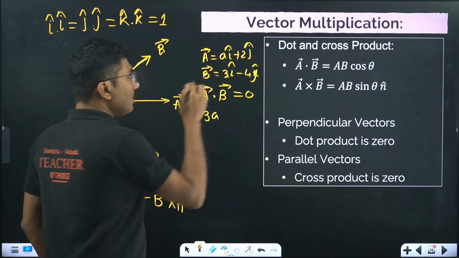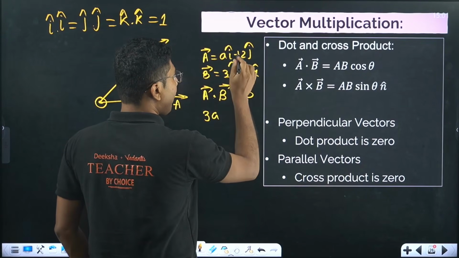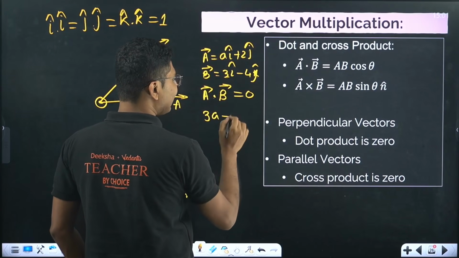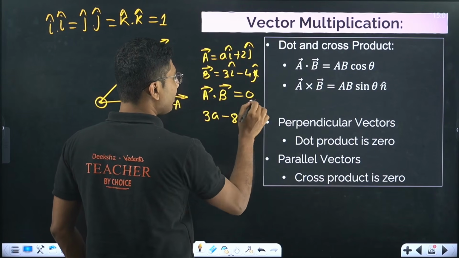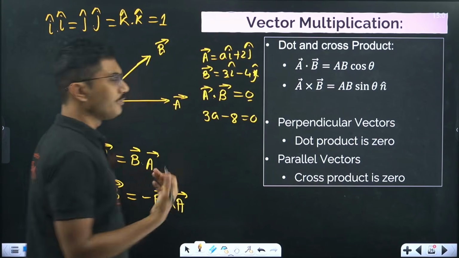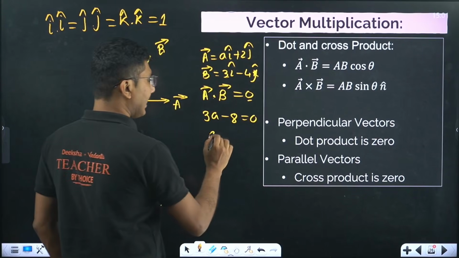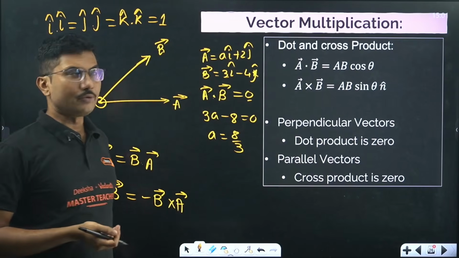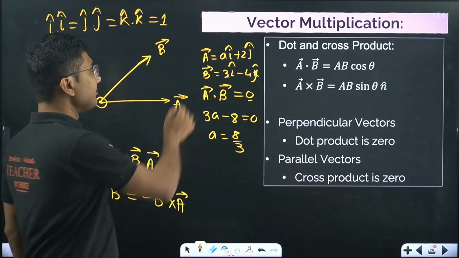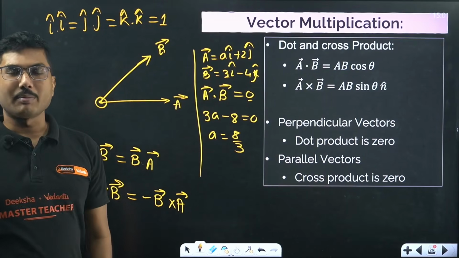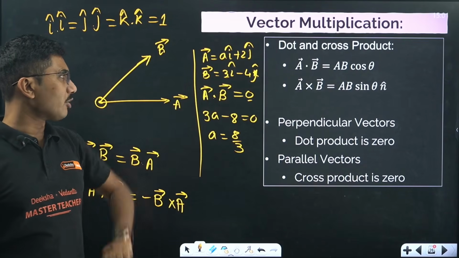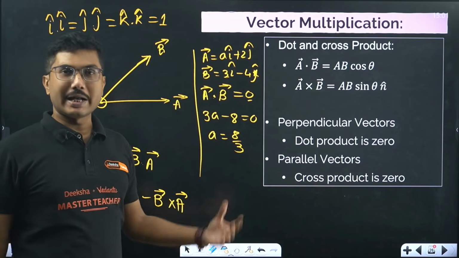So 3 into a, minus j dot j, so it will be minus 8. Because the dot product is 0, the right hand side will be 0. So from here you can say a equals 8 by 3. Based on the question, they will give you such unknown cases, and if they say that these two vectors are perpendicular, what is the unknown value, then you just need to find the dot product, equate it to 0 and calculate.